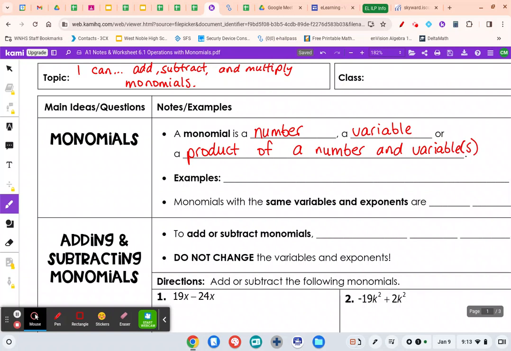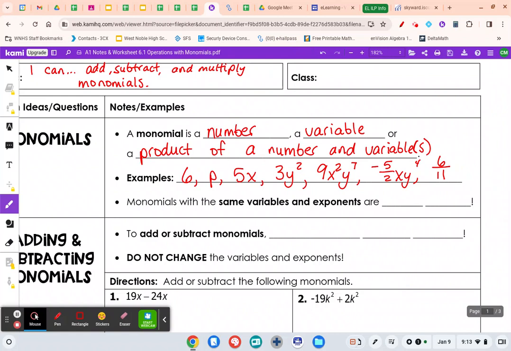So we have some examples. You can have just a number or just a variable. You can have a product of a number and variable. It could look something like this. It could be multiple variables. Variables are just letters. You could have a fraction. You could have just a fraction by itself. Those are all monomials. They are single terms. Basically, there's no addition or subtraction.